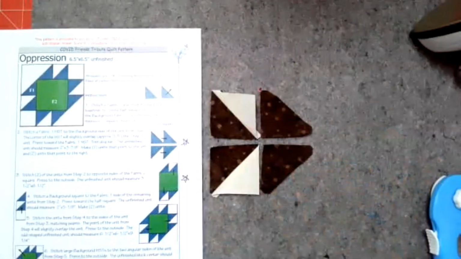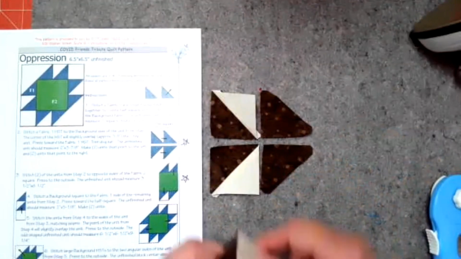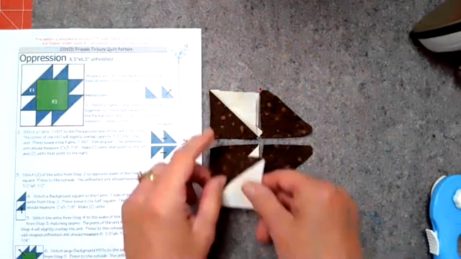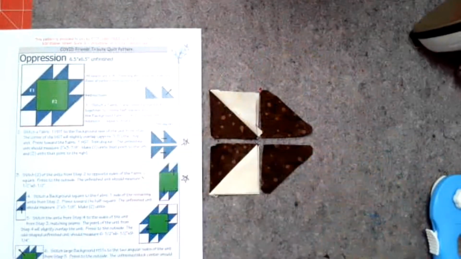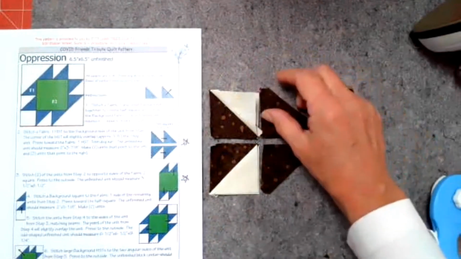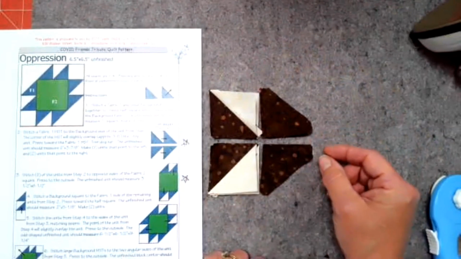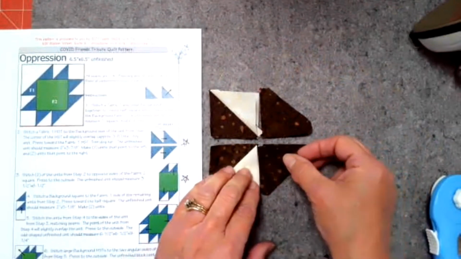And the pattern calls for you to make 2 of each item. So I'm going to lay a second unit directly on top of it. And this way I am less likely to make a mistake. So a second unit here and a second unit here. That being said, I'm ready to take these to my machine to stitch them.